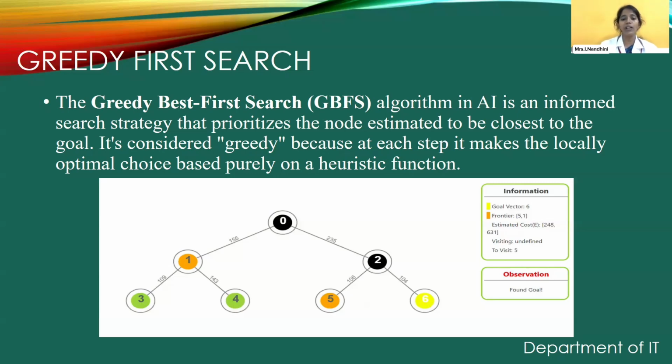Then it will calculate the path cost. The aim is to reach the goal as early as possible. That is the main outcome of greedy best first search. Greedy best first search is mainly applicable in optimization. It is also applicable in web search engines.